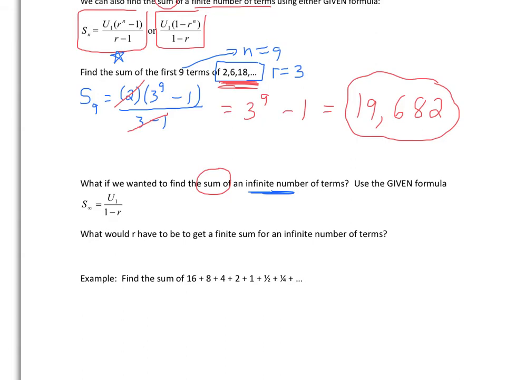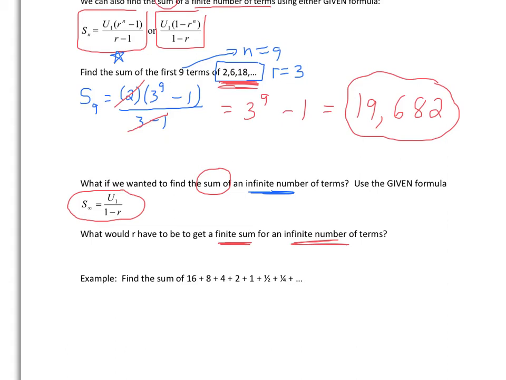So what we need to think about in order to use this final formula here for the sum of an infinite number of terms, we have to get a feel for what r would have to be in order to get a finite sum for an infinite number of terms. So if r is 3, our terms are getting big very quickly. Earlier we saw r was 2. Same thing, terms are getting pretty big pretty quickly. Well, what if r were 1? If r were 1, well, if you're multiplying by 1, then your terms are just staying the same.